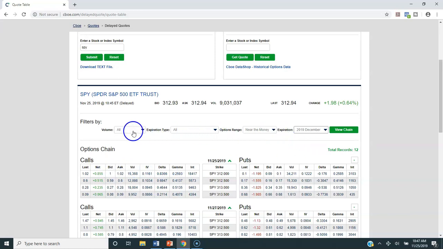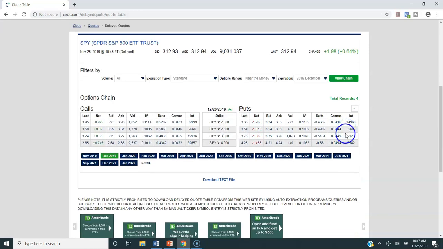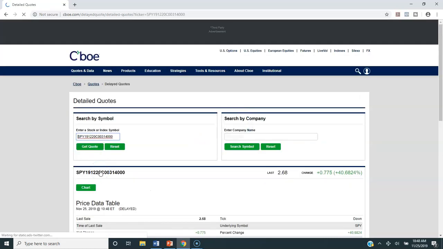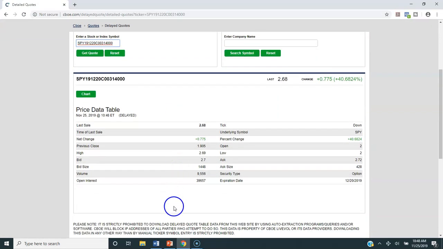let's just do an expiration. Let's go standard expiration. And again, if you don't understand it, it's okay. Near the money, December. And I just want to make a point here. All right. So if we were to buy a call, let's say we're buying the 314 call on SPY with a December expiration. All right. In this case, it's going to expire December 20th. I'm going to click right here, and this will take us into this particular options contract.